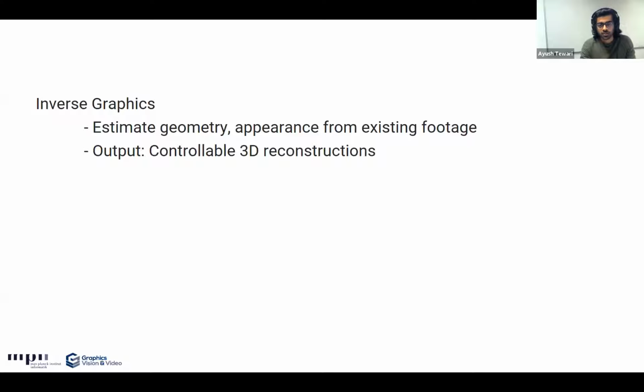So this problem has two steps. First is the inverse step, where we need to estimate the geometry and appearance properties of the face from the images and videos. And we need to make sure that the models we get out are easily controllable, because that's the goal in the end for all the applications. We want to create new performances. Now, once we have built the 3D models, we want to render them at a high quality for a very realistic performance.